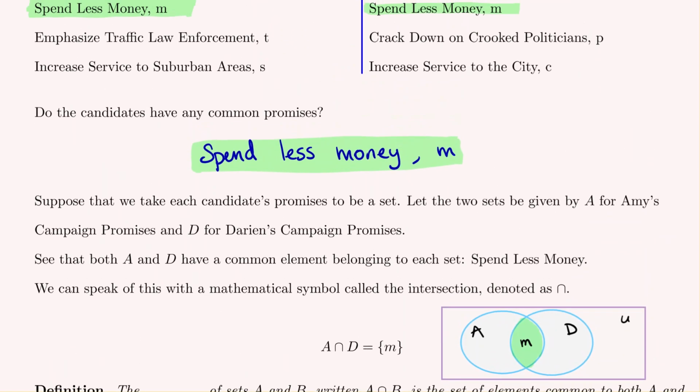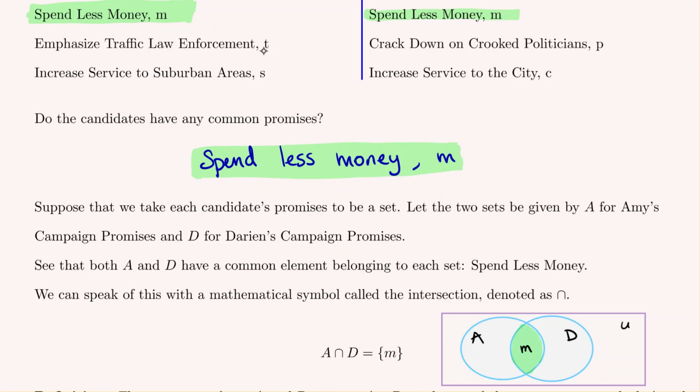And then if we were to label the other campaign promises, well, Amy also promised the traffic enforcement in the suburban areas, so we might call that T and S. Where we locate these two doesn't matter so long as they are within the section of Amy's campaign promises that are not shared with Darian's. And then Darian's remaining campaign promises are the crooked politicians P, increased service to the city, so P and C. And where I place these doesn't matter spatially so long as they're within the section of Darian's campaign promises that are not shared by Amy. So this is how we would visualize and label intersections within Venn diagrams.